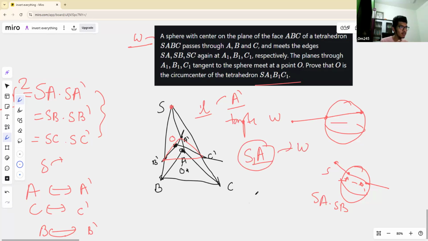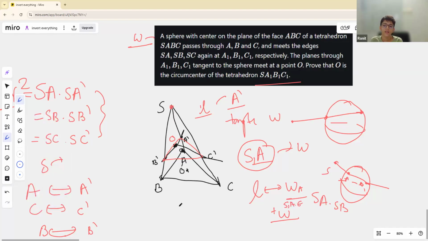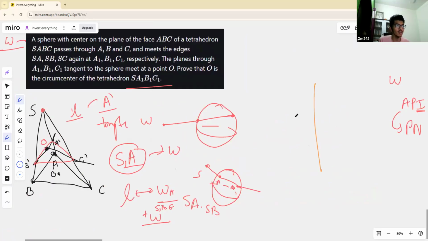So this plane lambda will map to some sphere, call it omega A, which is tangent to omega, because the plane is tangent to omega, and it contains points S and A. It contains S because it's a plane not passing through S. In 2D, we have a line not passing through the center, and then the image is a circle through the center.